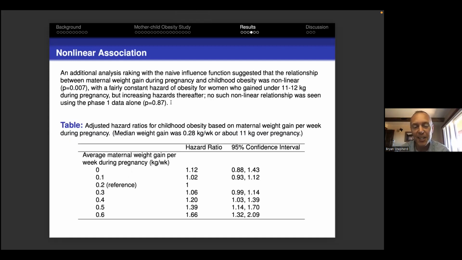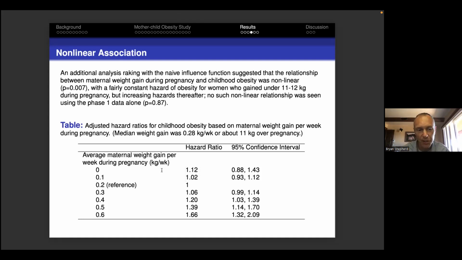We did do secondary analyses which showed differences between what we would have gotten had we just used the electronic health record data versus what we got using our validation procedures. So in an additional analysis, raking the naive influence function suggested that the relationship between maternal weight gain during pregnancy and childhood obesity was nonlinear. And so a strong nonlinear association with a fairly constant hazard of obesity for women who gained under 11 to 12 kilograms during pregnancy, but increasing hazards thereafter. And if we just use the phase 1 data alone, we did not see that nonlinear association.